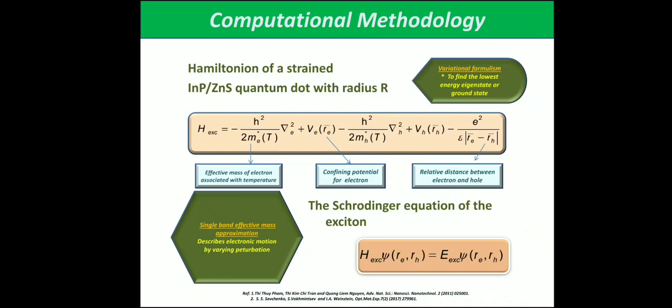So this is the Hamiltonian equation of the exciton, that is, the strained exciton. By applying perturbation, the excitons get strained, and then the parameters in the equation give the values of the exciton. This Hamiltonian operator acts on the wave function and gives the eigenvalue of the electron and hole. So we have considered here the single band effective mass approximation, and all the calculations are done by variational formalism.